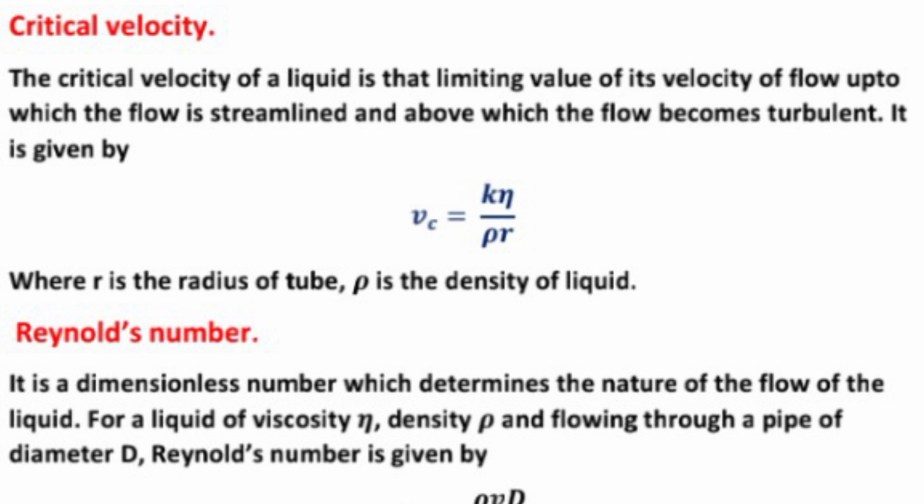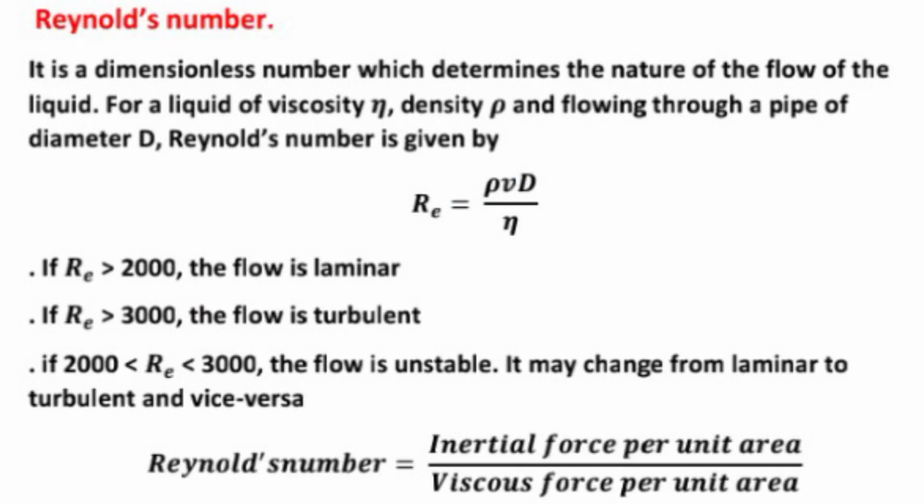Reynolds formula. What is Reynolds formula? It is a dimensionless number which determines the nature of the flow of the liquid. For a liquid of viscosity eta and density rho flowing through a pipe of diameter d, the Reynolds number is given by Re equal to rho v d upon eta.